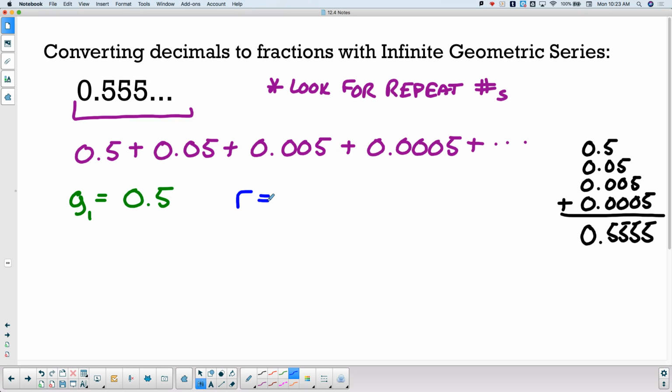Good. How do I find my R value in a geometric series? Take one term and divide it by your previous term. Take any term and divide it by the term right before it, right? Okay. So what is 0.05 divided by 0.5? 0.1. Or 1/10. Right?